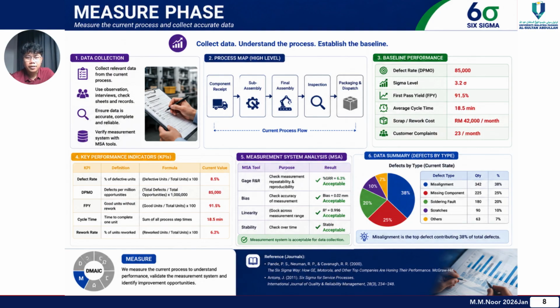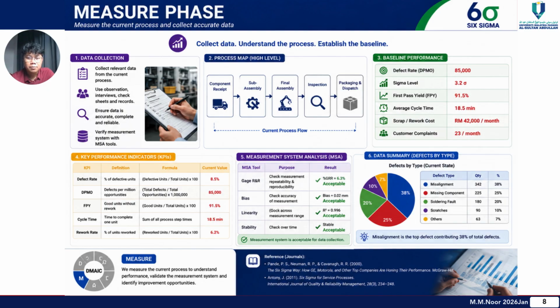And then we have the KPI table. The KPI table explains the key performance indicators. Defect rate measures the percentage of defective units. DPMO measures defects per million opportunities. FPY, or first pass yield, measures the percentage of product passing inspection without rework. Cycle time measures how long the process takes. So these indicators help evaluate the process performance.